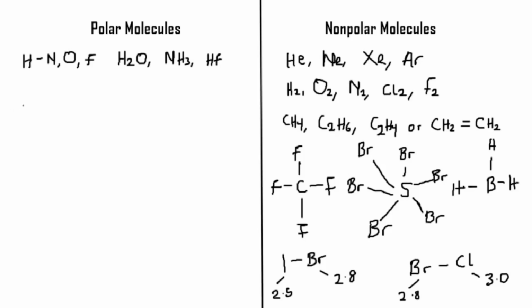Other examples include CH3NH2. Even though the carbon and hydrogen bond makes it nonpolar, this NH2 makes it a polar molecule because of the hydrogen bond. CH3OH: the CH3 bond is nonpolar, but the presence of this oxygen and hydrogen makes it a polar molecule. CH3COOH: once again, the hydrogen bond between oxygen and hydrogen here makes it a polar molecule.